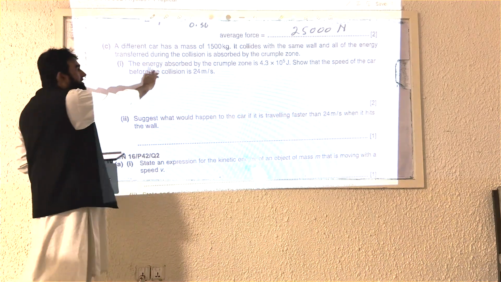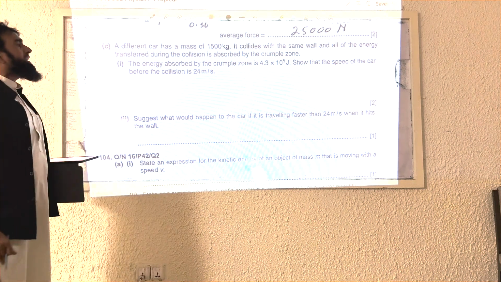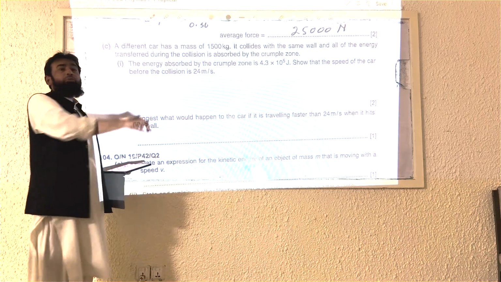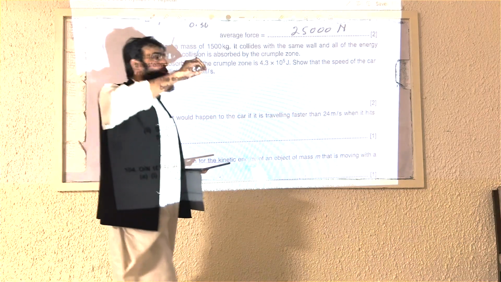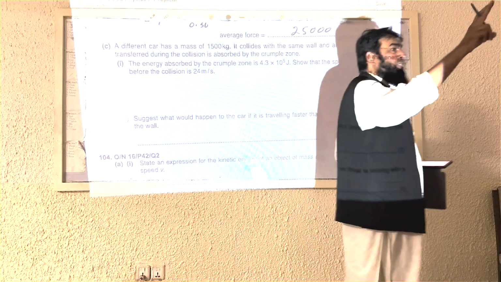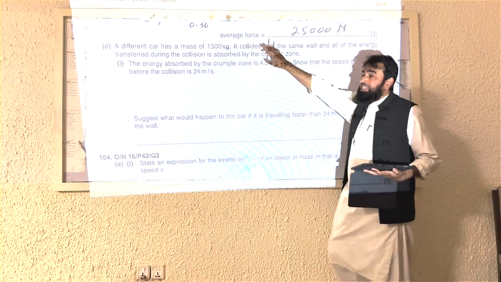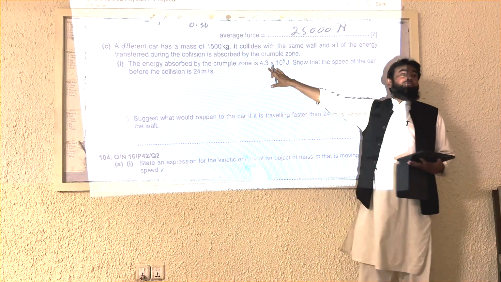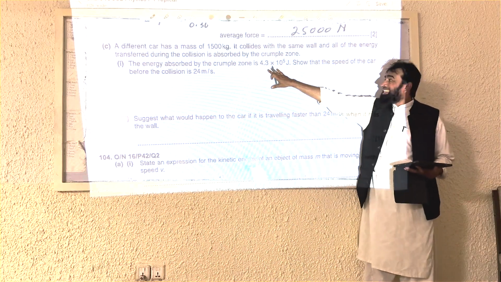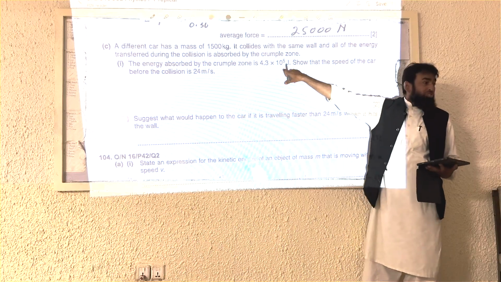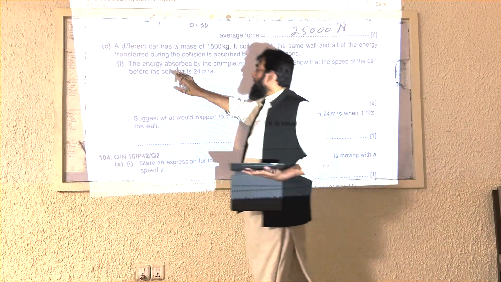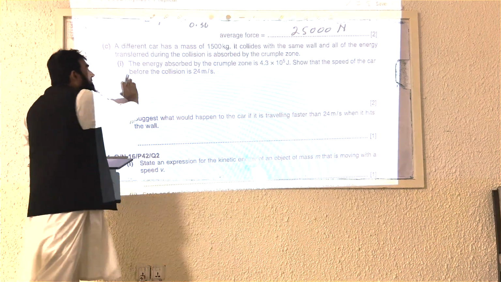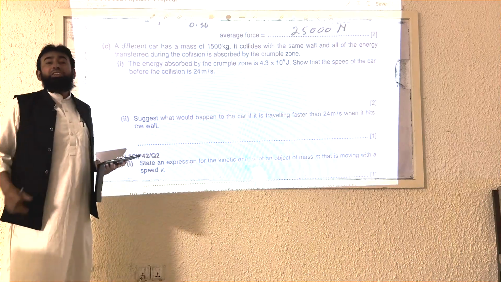Here, the energy absorbed by the crumple zone is 4.3 times 10 to the 5 joule. Show that the speed of the car before the collision is 24 meter per second. Previously, the car which he showed had a velocity of 7.5 meter per second. But in this case, he is showing a different car. Its mass is 1500 kg and the energy absorbed is 4.3 times 10 to the power 5 joule. What do we have to find out? Show that the speed of the car before the collision is 24 meter per second. This we have to show.